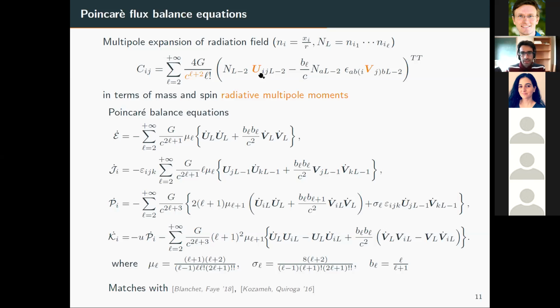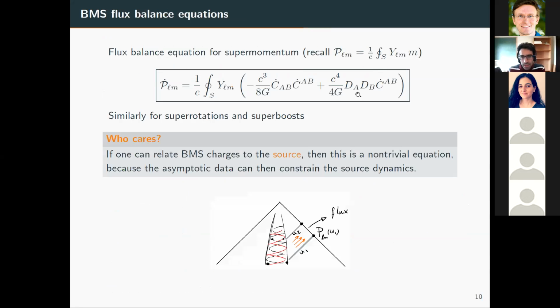So it turns out this is very useful for practical computations. I mean, you can compute everything just by combinatorics of these NIs. Okay, so you can put this expansion in the previous equation for the BMS flux balance equations and obtain the balance equations in terms of the radiative multipoles.